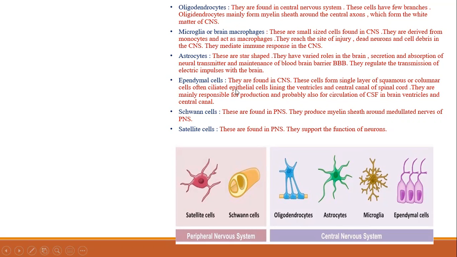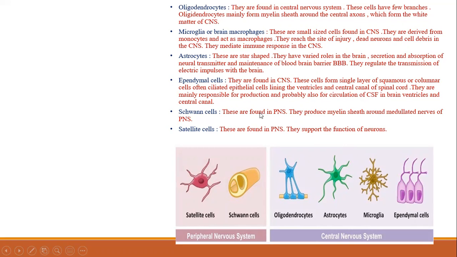Then comes ependymal cells. Ependymal cells are simple squamous or columnar cells which are present in the lining of the ventricles of brain and central canal of spinal cord. That is, internal lining of these organs is made by ependymal cells. What are they responsible for? So they are responsible for the production and circulation of CSF, cerebrospinal fluid, in the brain cavities and the central canal, which is a cavity of spinal cord.